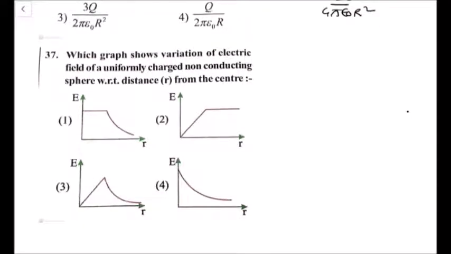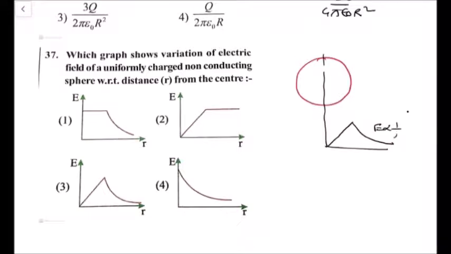And 37. Which graph shows the variation of electric field of a uniformly charged non-conducting sphere? In the case of the non-conducting sphere, inside also the intensity of electric field exists, and it changes linearly with distance. So you will get this graph, and outside the sphere the intensity of electric field decreases according to the equation E inversely proportional to r square. So option 3 is correct.